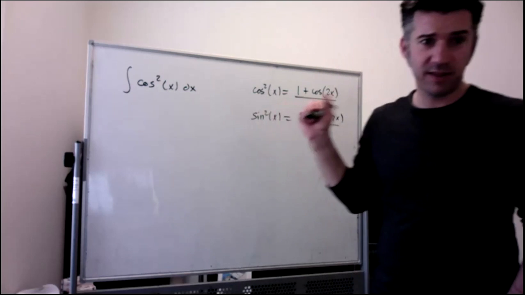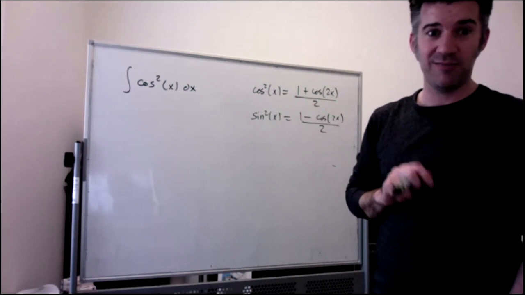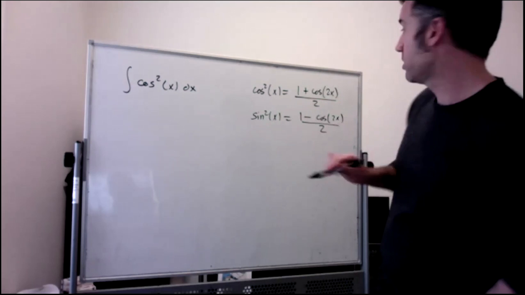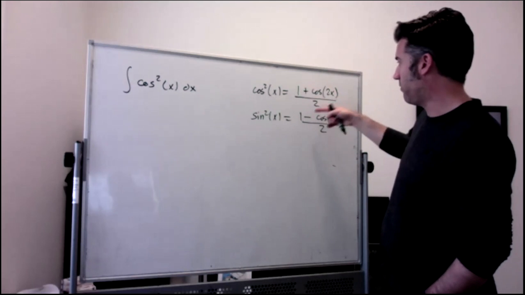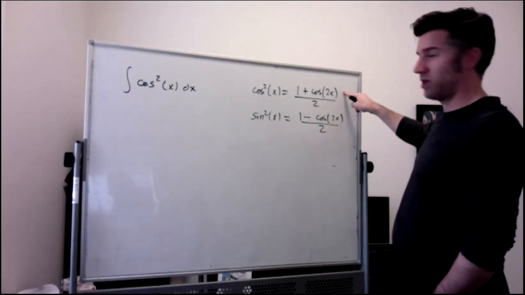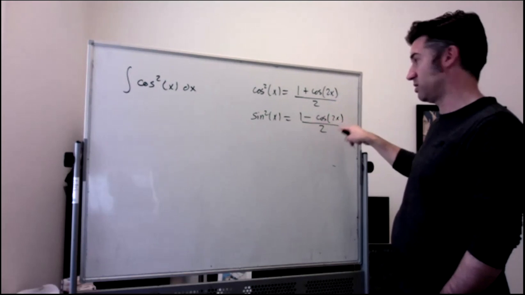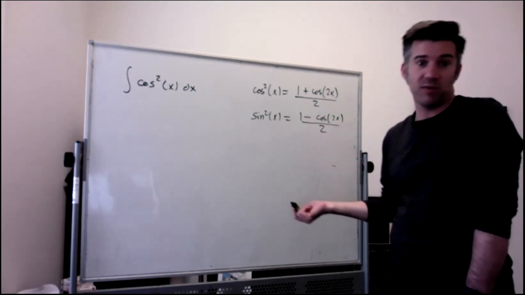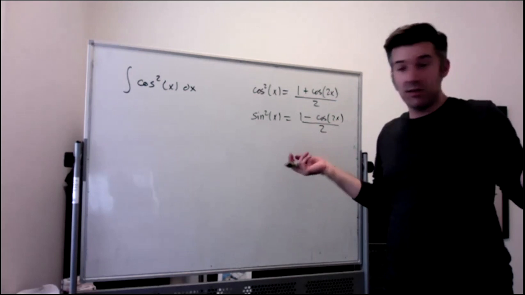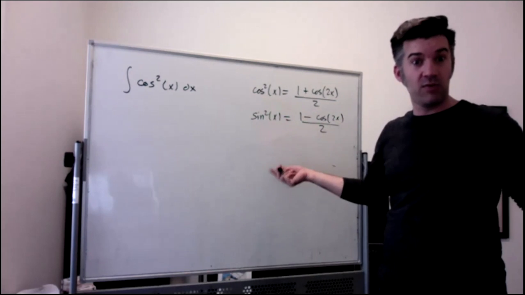And what I always remember about these formulas is if you add them together, you get 1. Because if you add them together, you get 1/2 plus 1/2. You get a plus cosine of 2x over 2 and a minus cosine of 2x over 2, which cancel out. So you get 1/2 plus 1/2, which is 1. Which makes perfect sense because cosine squared plus sine squared is definitely equal to 1.